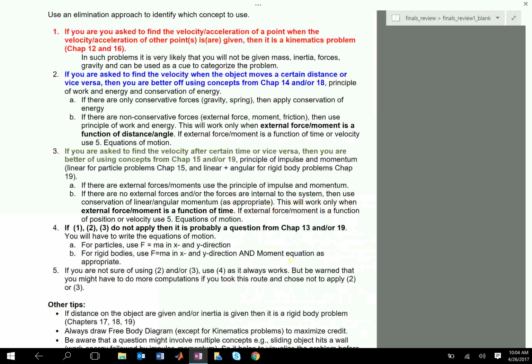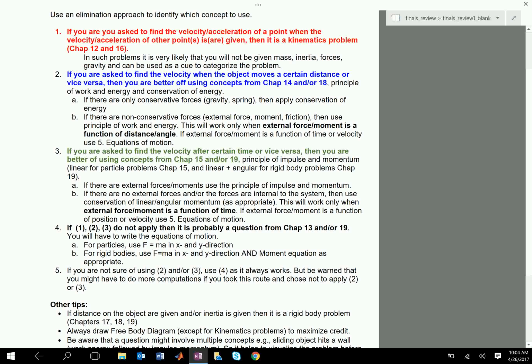If you're given a problem in the class, in the exam, how do you go about thinking about solving the problem? There's a lot of wording here, but the essence is to follow an elimination approach where you ask yourself some questions. In the first part, you try to figure out if it's a kinematics problem. If it is, you apply kinematics equations. I'm going to go through this very quickly, but this is a lot of material, so if you don't get it the first time, it's okay, you should go and read it.